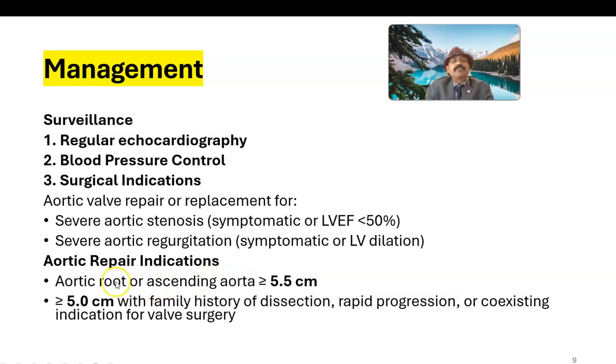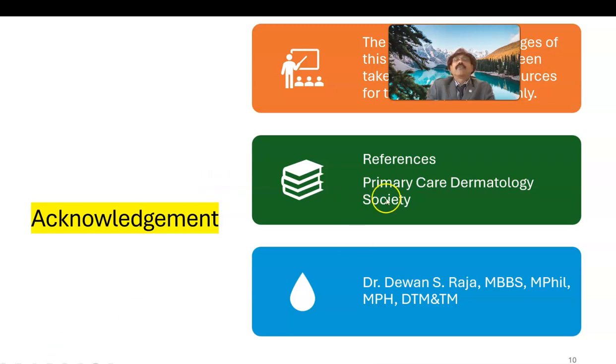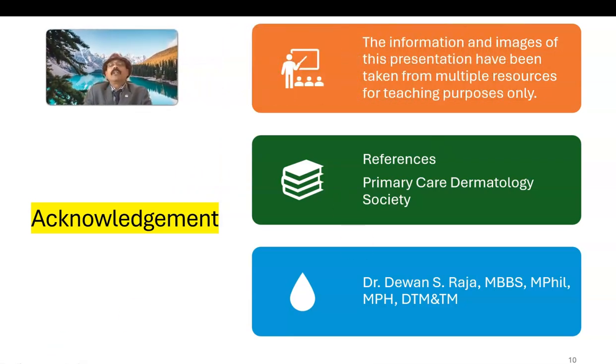Aortic repair is indicated when the aortic root or ascending aorta is more than 5.5, or greater than 5.0 centimeter with family history of dissection, rapid progression, or coexisting indication for valve surgery. And that's all about bicuspid aortic valve.